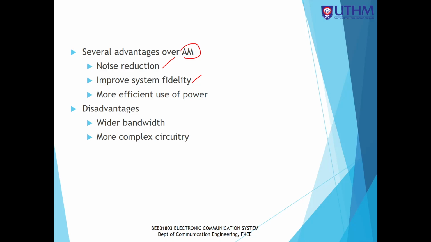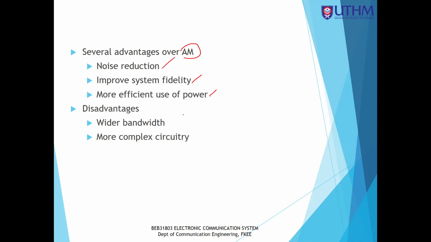So this is what we call the fidelity. In angle modulation, the fidelity would be reduced compared to AM. We're going to produce a better amplitude of the signal at the receiver, and it is a more efficient use of power compared to amplitude modulation.